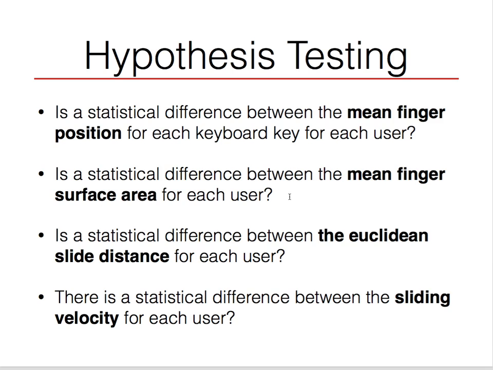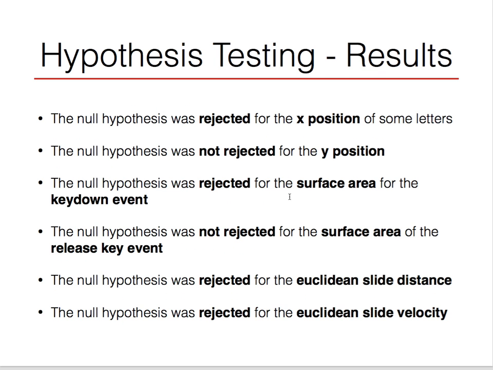The next phase was to do some hypothesis testing to determine whether the mean finger position for each keyboard key for each user had a statistical difference, the mean surface area, the slide distance, and the slide velocity. We determined that the null hypothesis was not rejected for the surface area when releasing the key event, thus this feature was not used.